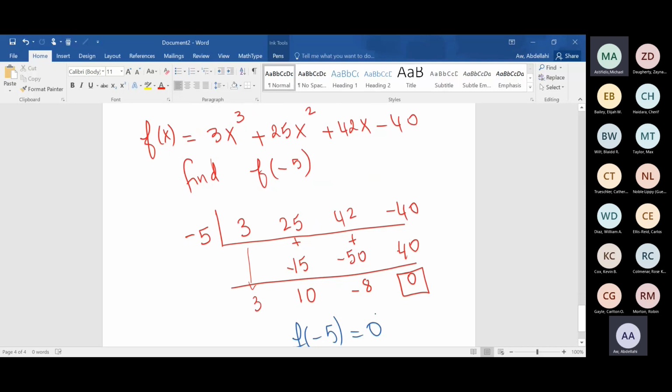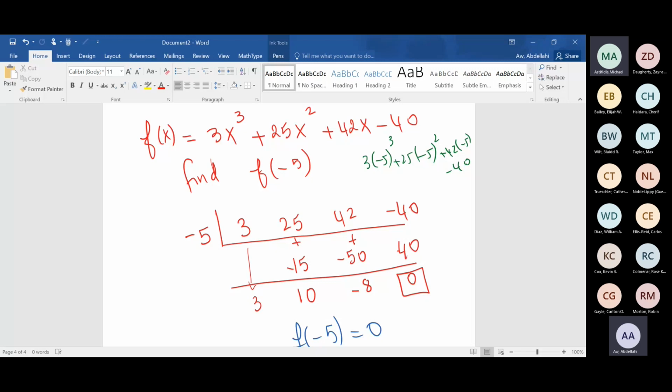It's very understandable. If you do 3 times negative 5 cubed plus 25 times negative 5 squared plus 42 times negative 5 minus 40, if you don't have a calculator, you're going to do a lot of calculations, right? We agree with that? If you don't have a calculator handy, or if you're not allowed to use one on your test, this can take you a lot of time to do mentally.